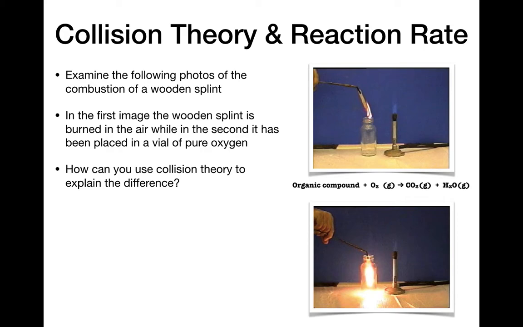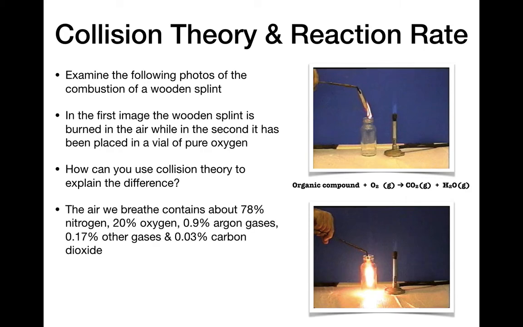Well, definitely the second one. There's a lot bigger flame, and light or heat produced is a sign of chemical reaction. So a lot more reactions are happening here. And how can collision theory explain this? Well, there's more oxygen present. There's more oxygen, so it's more likely to have a collision between the oxygen and the wood of the splint.